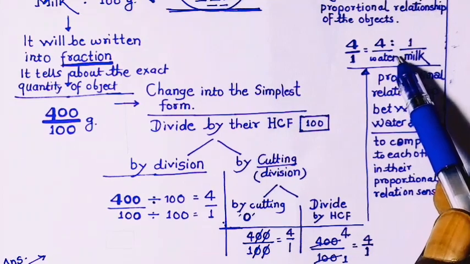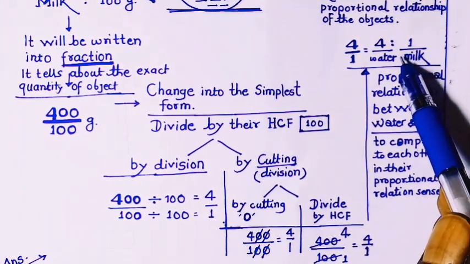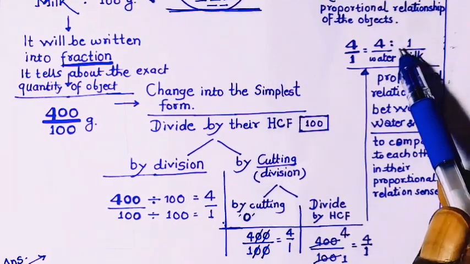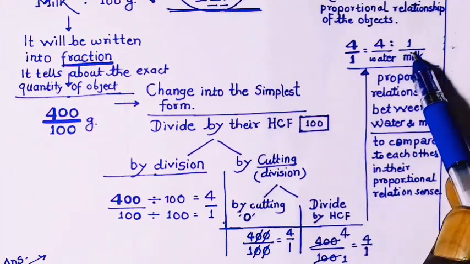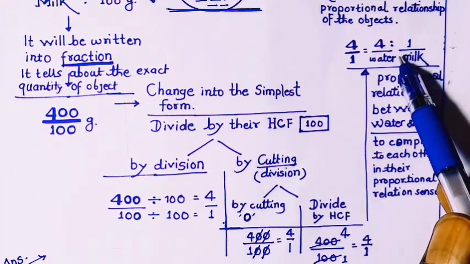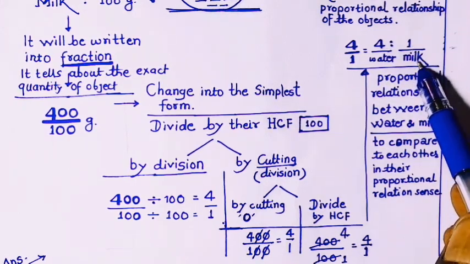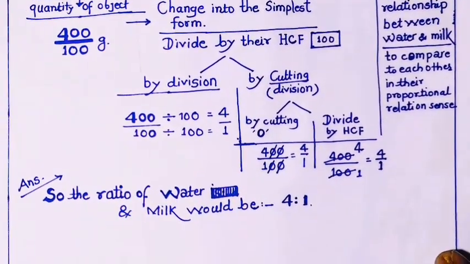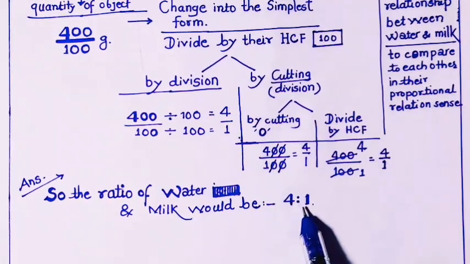is written into the form of ratio as 4 to 1. So this is the ratio, this is the number of the ratio. 4 parts water and 1 part milk. The complete answer would be, so the ratio of water and milk would be 4 to 1.